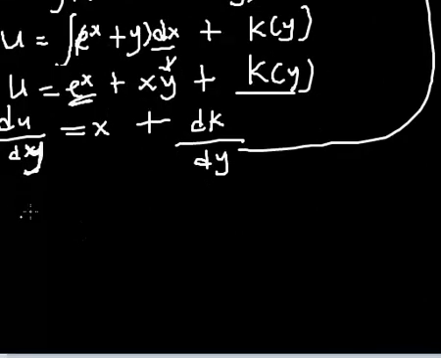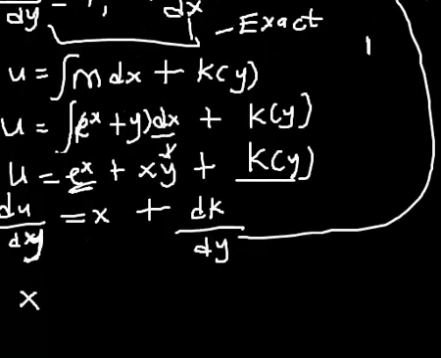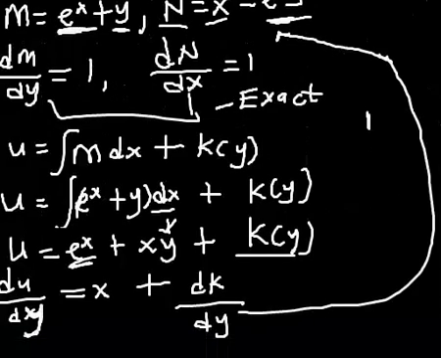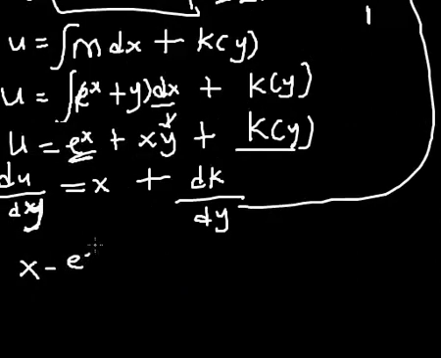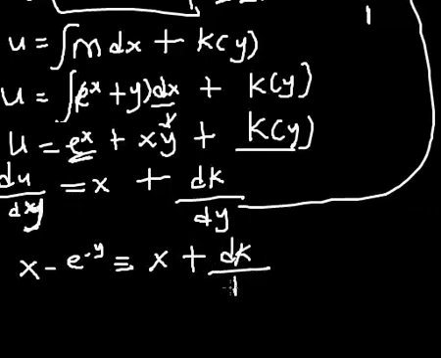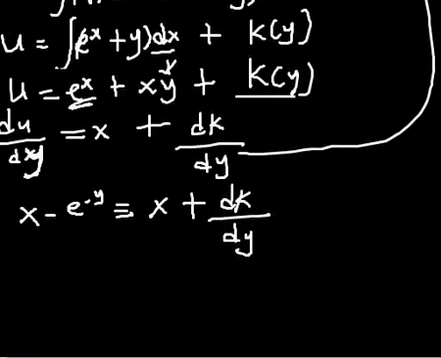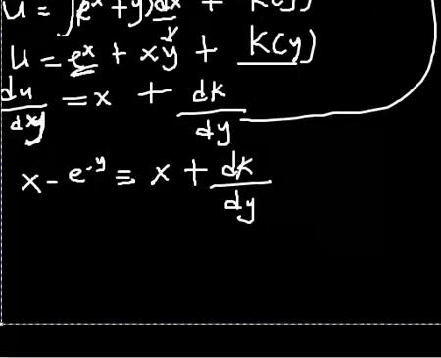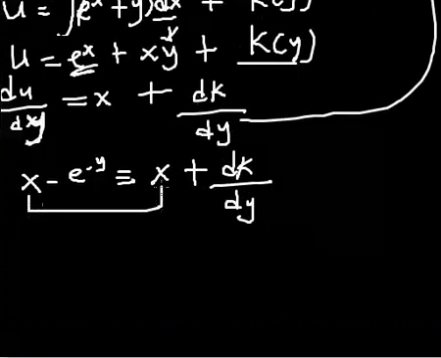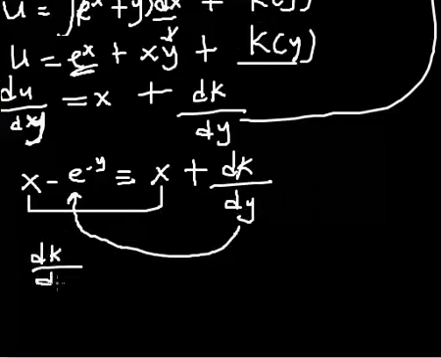So if I compare what I have at the N part, which of course the N, as you can see here, is x minus exponent minus y, is equivalent to what I have here as the derivative, which is still x plus the derivative of k with respect to y. So comparing, I can simply say that x matches with x, so dk definitely will match with minus exponent minus y. So the derivative of k with respect to y is equal to minus exponent of minus y.